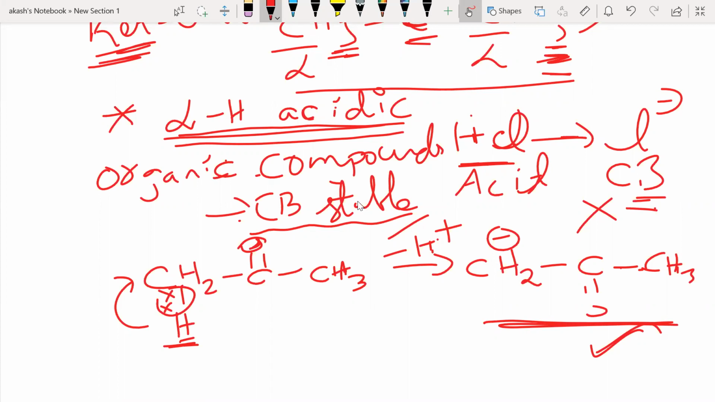Did you go for carbocations? Did you check for carbocation stability in your school? Do you remember at least the word carbocation? Yes, sir. They taught about carbocations. Okay, carbocations, they would have taught you.